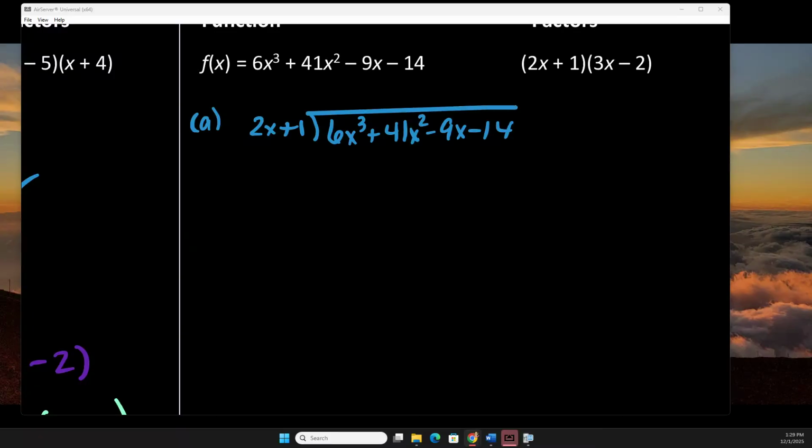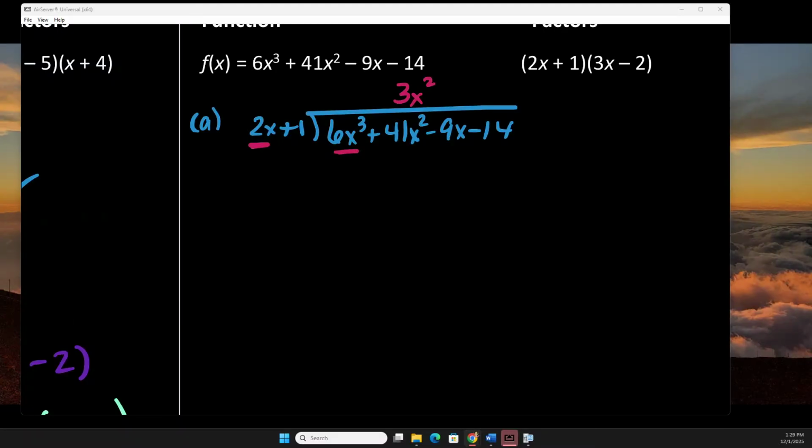Okay, when you do long division, you kind of have to talk to yourself. Just talk to yourself in your head. So, we only care about the first two terms. And so you have to ask yourself, what do you multiply 2x by to get 6x cubed? 3x squared, good. And I like to line it all up.